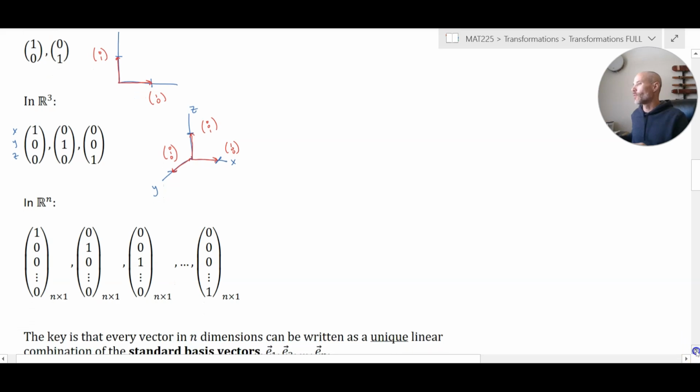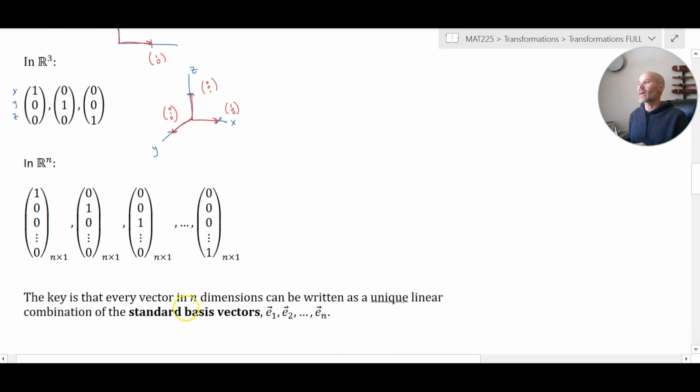Now the important and valuable part of this is that every vector in n dimensions can be written as a unique linear combination of the standard basis vectors e1 through en. In other words, if you're in R2, then you have 2 basis vectors, e1, which, no surprise here, the index just represents where your 1 is, and in this case it's in the first, top component. E2 would be the same idea, except the 1 would be in the second component. And you can write any vector as a linear combination of these 2 vectors.